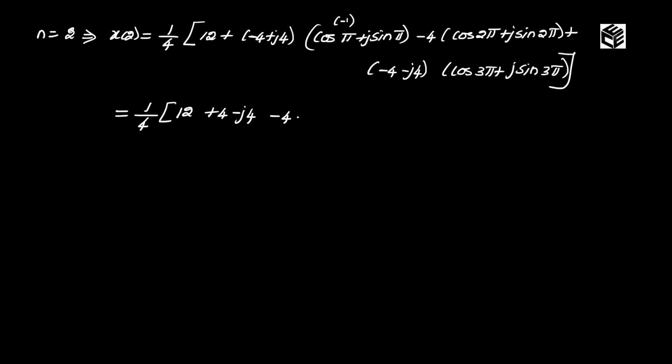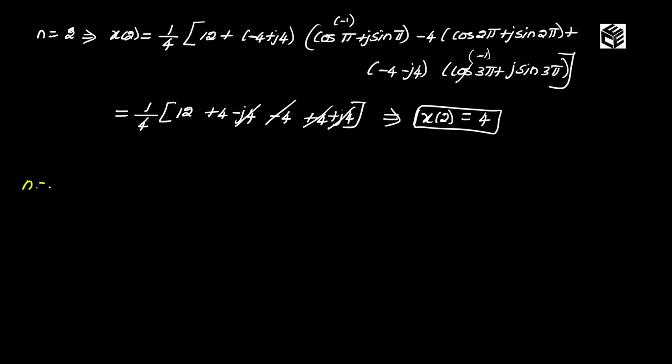So minus 4 into 1 is minus 4. Sin 3 pi is 0 and cos 3 pi the value is minus 1. I'm just multiplying this, so plus 4 plus j4. Okay, so this implies the value of x of 2 is equal to minus j4 plus 4 minus 4. So that is 1 by 4 into 16, that is equal to 4. X of 2 value is 4.